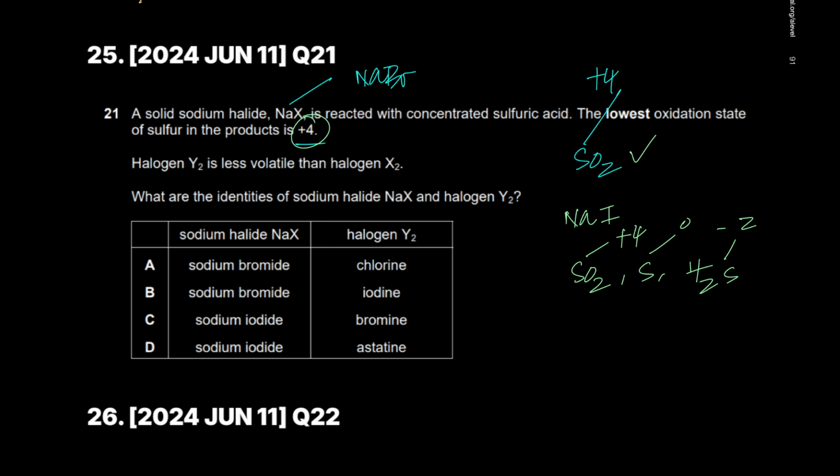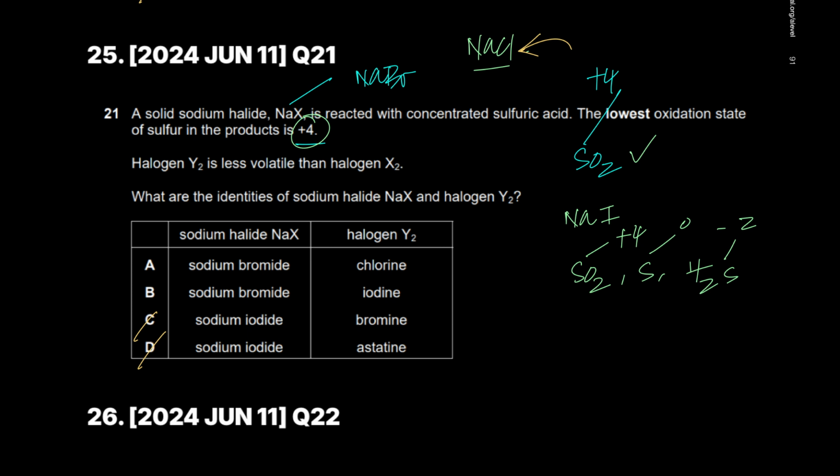So you're saying the lowest possible that it gives you is +4, therefore it's the sodium bromide that you have, right? And you might think, why is it not sodium chloride? Because concentrated sulfuric acid cannot oxidize sodium chloride, right? So he's saying halogen Y2 is less volatile. So automatically C and D are incorrect. We have to select between A and B.